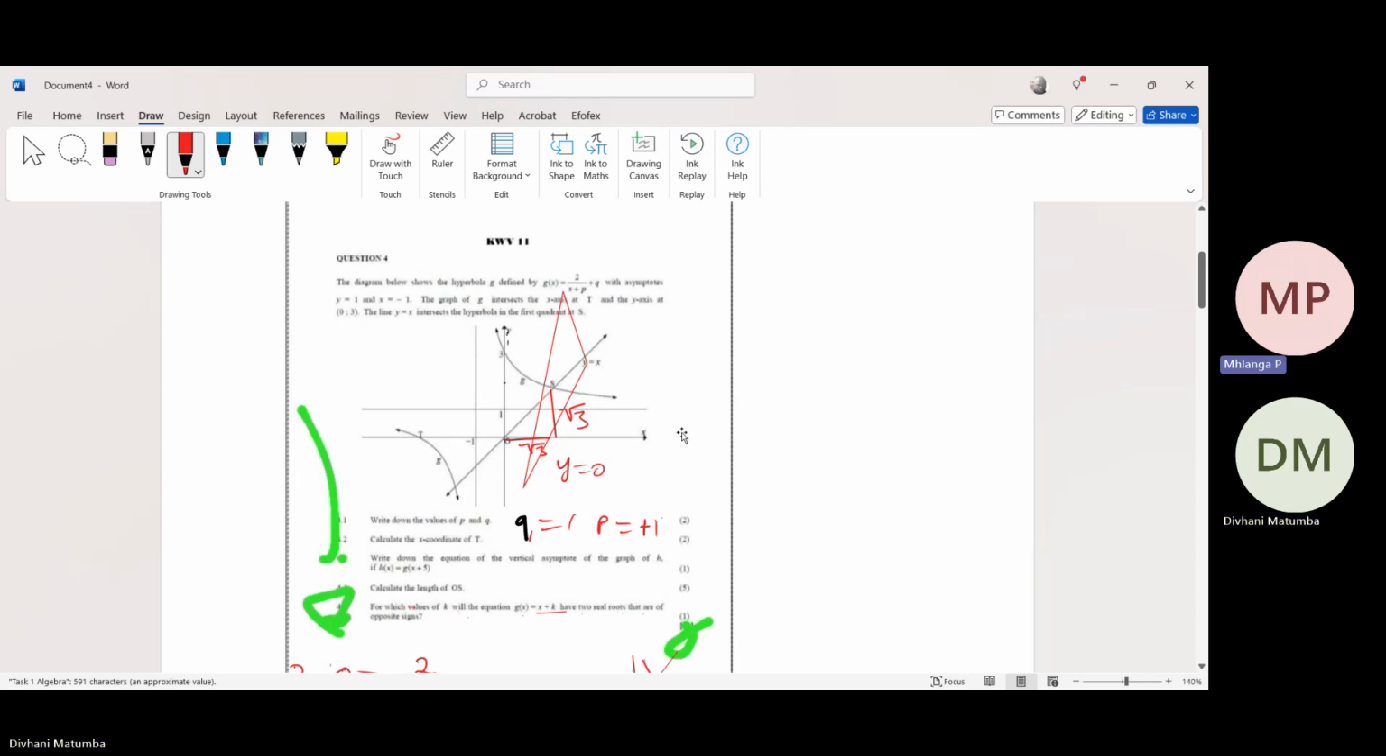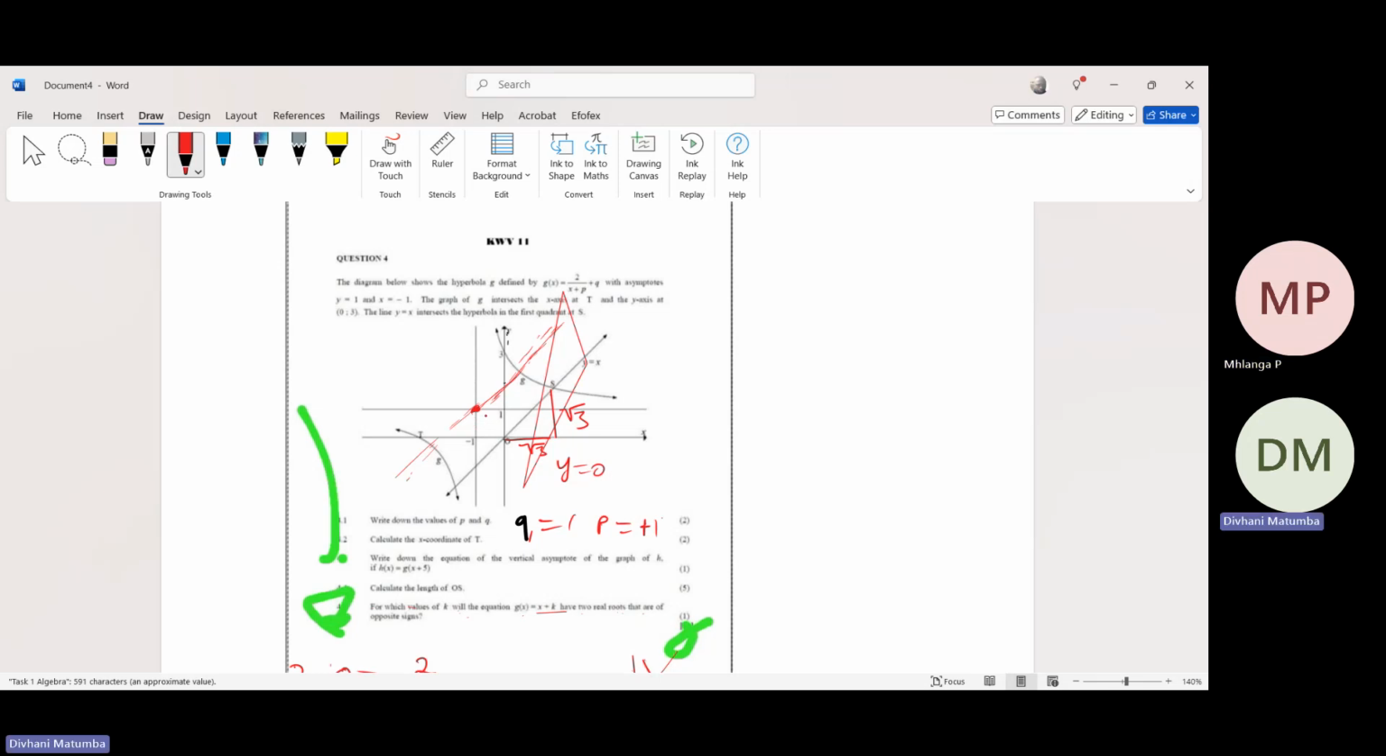If you look at that hyperbola, we found P and Q, both 1. Now, if this hyperbola is meeting x plus k, then you should have two roots that are different. It's possible that we can get two different roots, because if you check the straight line, you can get a negative this side and a positive that side.